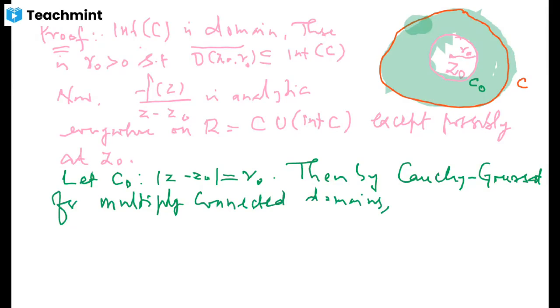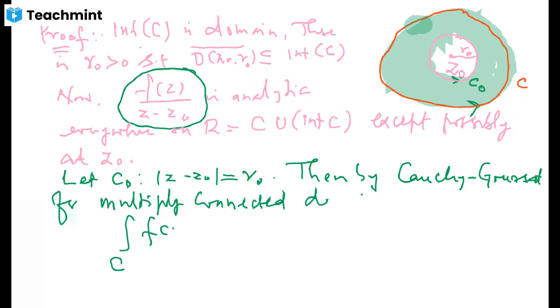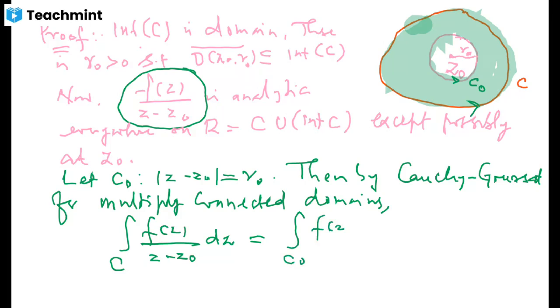We have that the integral of this function f(z) upon z minus z naught over the contour C is the same as the integral of the function over this circle C naught, both taken in the positive direction. When both are taken in the positive direction, we will have that the integral over C of f(z) upon z minus z naught dz is equal to the integral over C naught of f(z) upon z minus z naught dz. Let me call this the sum.